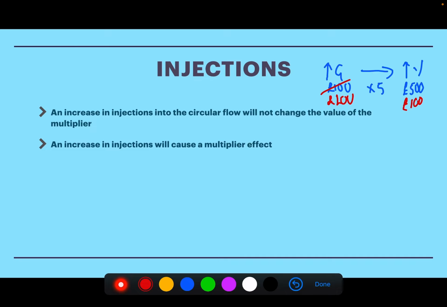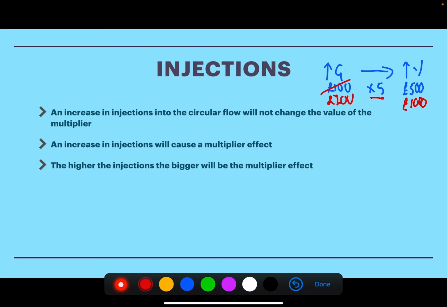The value of the multiplier stays the same, but the injections cause a bigger multiplier effect. So if we go from 100 to 200, instead of going to 500, we're going to go to 1,000. So the value of the multiplier stays the same, but we're going to get a bigger increase in national income. So the higher the injections, the bigger will be the multiplier effect. Not the bigger will be the multiplier, but the bigger will be the multiplier effect. So we're going to get a bigger increase in national income.